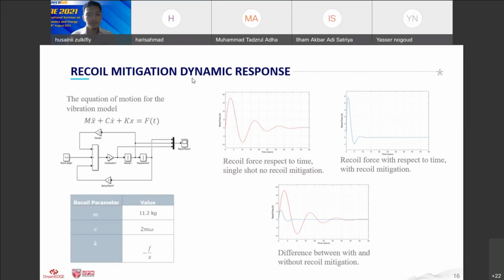By referring to the formula, we came up with the graph of the recoil without mitigation and with mitigation. As you can see here, in the comparison, there are many differences. The one with the mitigation settles much faster compared to the one without mitigation, relative to the zero point. The recoil system without mitigation is undamped, and the one with mitigation is more damped instead.